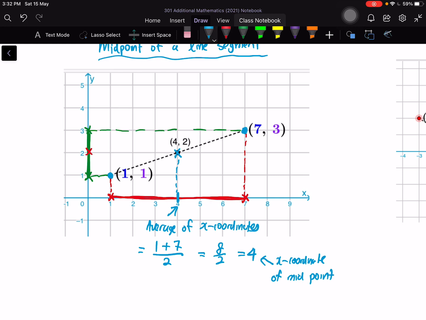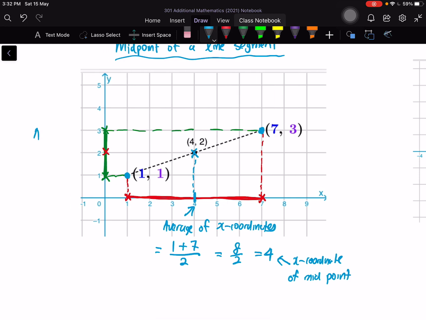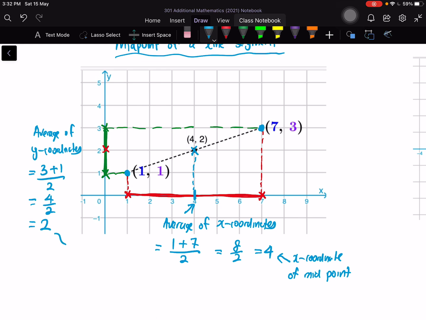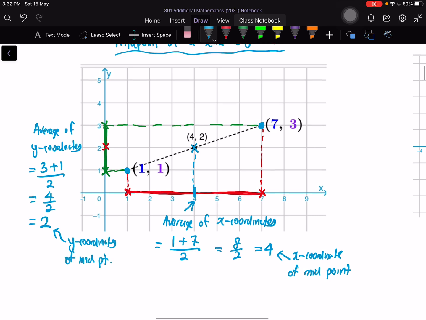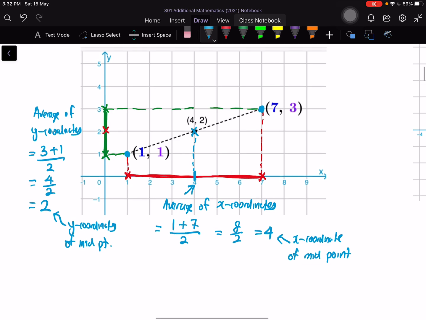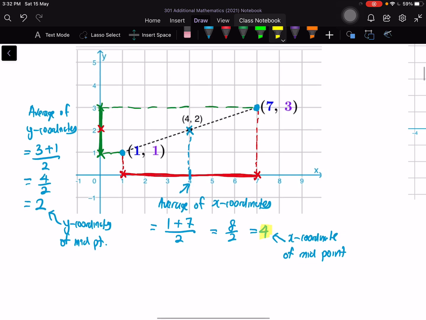So again, we can try to find the average of the y coordinates, and in this case it will be 3 plus 1. Take the average, you divide by 2, you get 4 divided by 2, and you get 2. And yes, indeed, this will be the y coordinate of the midpoint. So we can see the x coordinate of the midpoint is over here, and the y coordinate of the midpoint is over here.